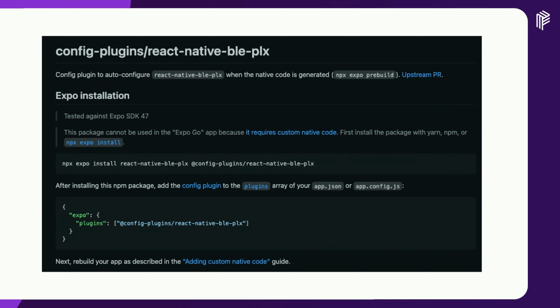So yeah, those are the big things that we found that weren't really documented anywhere. The config plugins really saved us in terms of ejecting Expo, and that's why we recommend this workflow to work with.